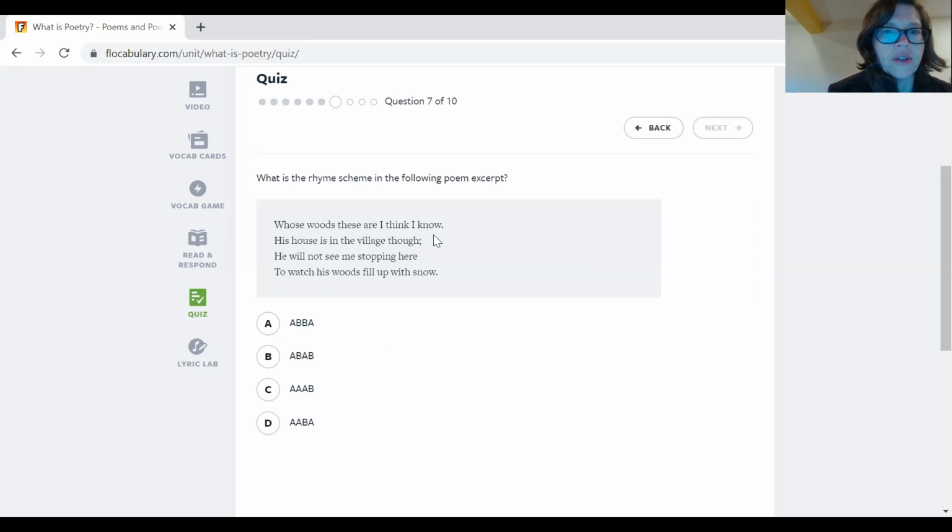We've got 4 lines, right? So know, though, and snow all rhyme, right? But here does not. So the letters show which ones rhyme. So is it A, B, B, A, B, B, A? Is it B, A, B, A, B, C, A, B, or D, A, B, A? It's okay if you don't quite get that part yet.